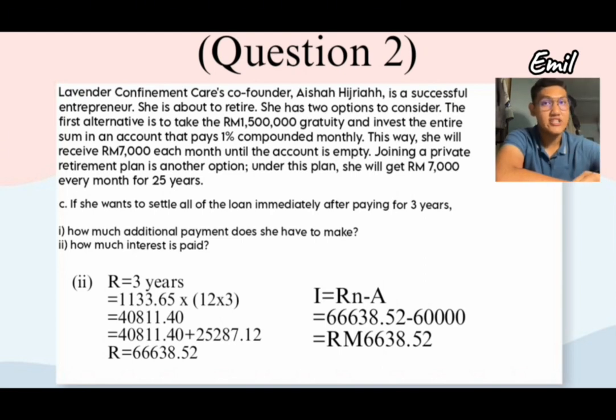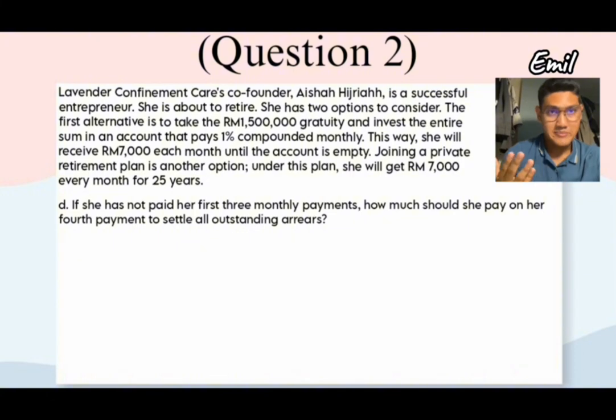And then for the interest, we're going to use the formula I equals Rn minus A, that is 66638.52. We minus it with 60,000, and we will get RM6638.52.